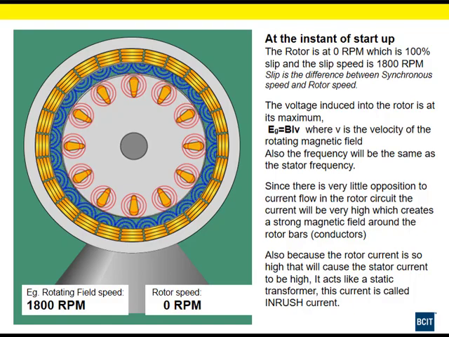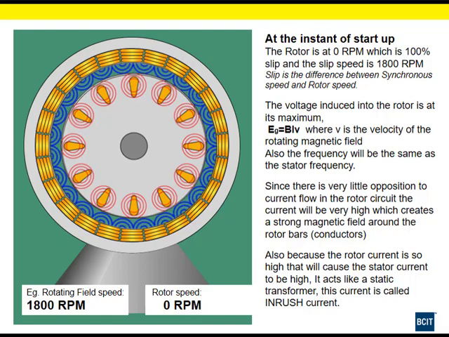Remember, the E generated is BLV, where B is the magnetic field strength, L is the length of the conductors, and V is the velocity of the rotating magnetic field, in this example, in a three-phase motor. Also, the frequency will be the same at this point as the stator frequency. So the rotor is at 0 RPM, it's going to have 60 hertz and the maximum voltage across it.